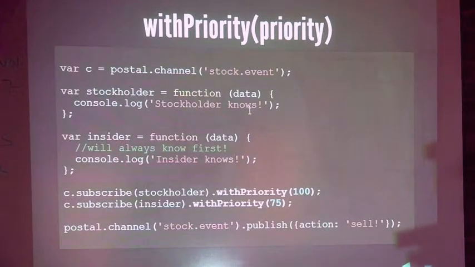And actually, I know this is an older example because I have the numbers reversed. It used to be in Postal that lower priority is fired first and the higher priority is fired last. So really, the insider should have the priority of 100, and the stockholder should have the priority of 75. So that when this event is put on the bus, the insider always knows the stock information before the actual stockholder. Because they want to know those things first, so they can cheat everyone out of their money. So this should be reversed. This was an older example. Sorry. Does that make sense? Everyone understand what's happening there?